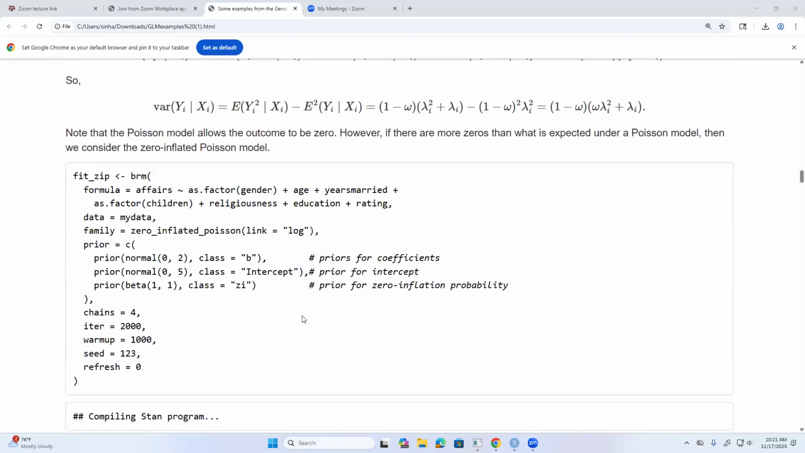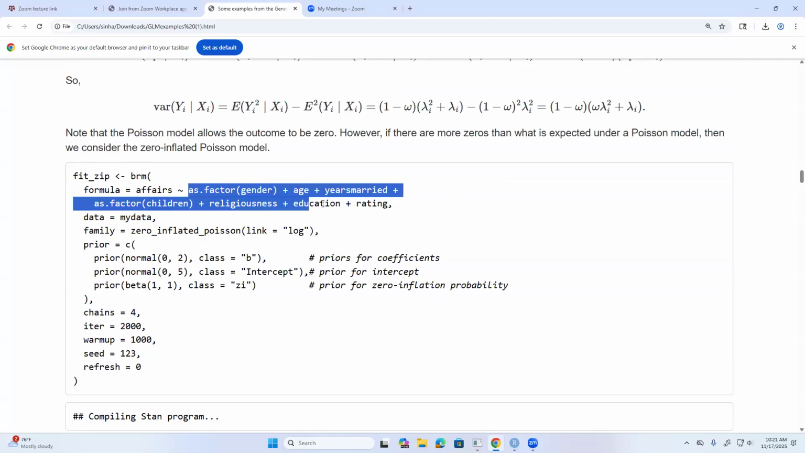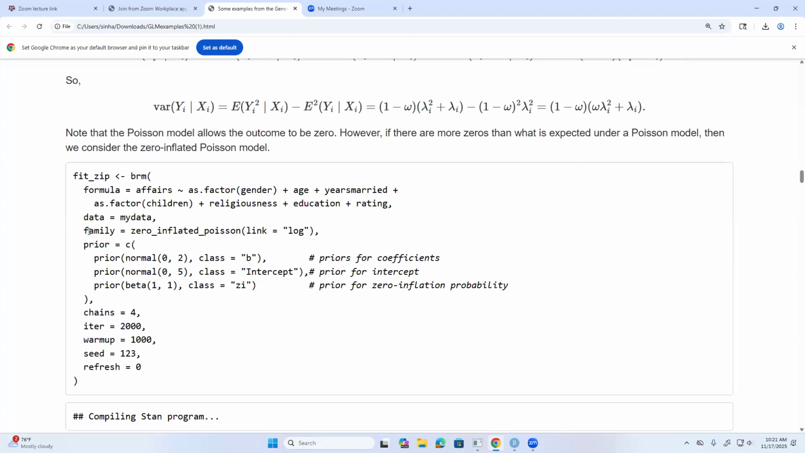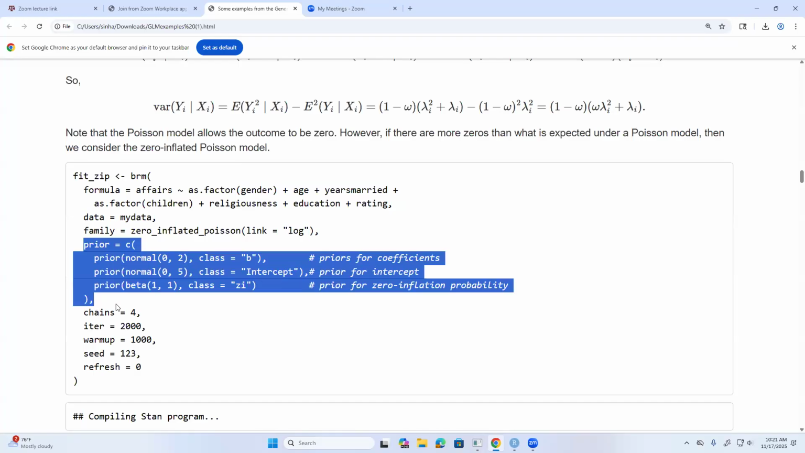The model fitting part, you just write BRM, and then the formula is where you write Y. This is the response variable, and then in the formula you write affairs, which is your response, depends on whatever explanatory variables you want to put here on the right hand side. And then in the family part, you must write zero inflated Poisson, okay, and link equal to log link. And then you have the specification of the prior distribution.